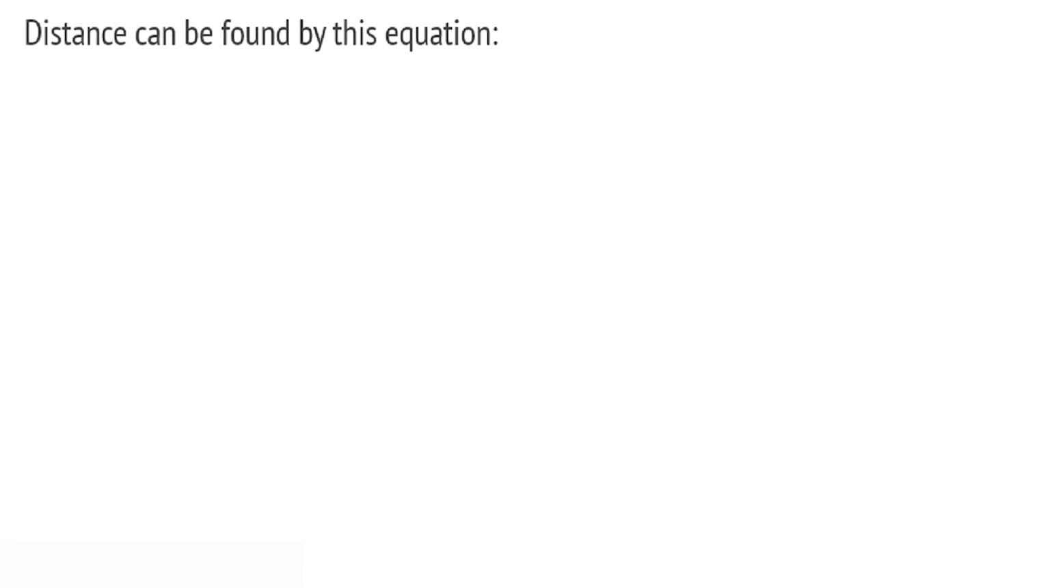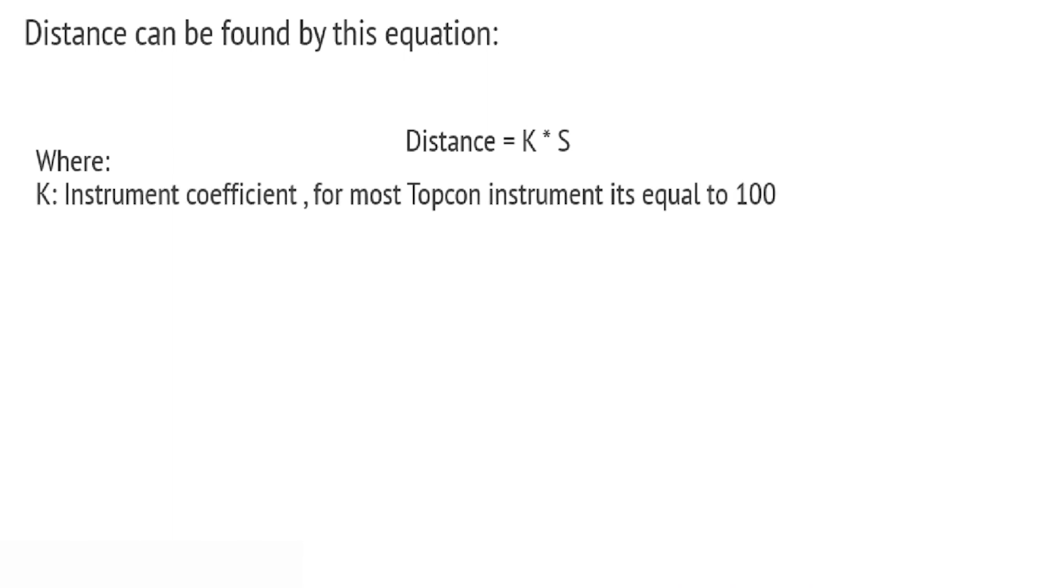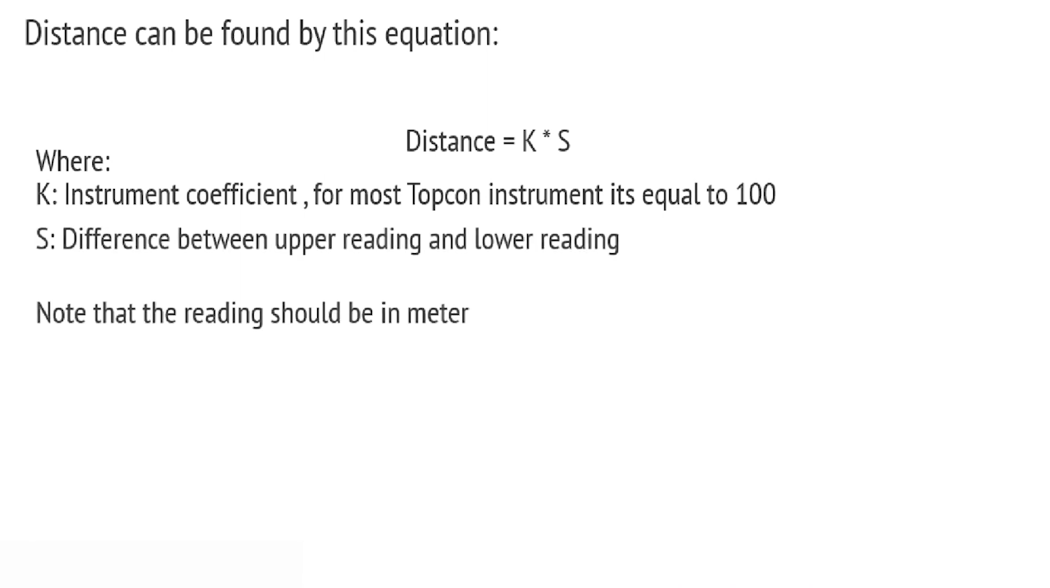Distance can be found by this equation. Distance equals k multiplied by s, where k is the instrument coefficient; for most TOPCON instruments it equals 100. s is the difference between the upper reading and lower reading. Note that the reading should be in meter.